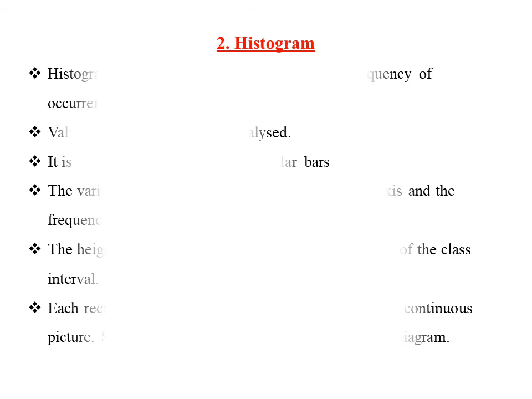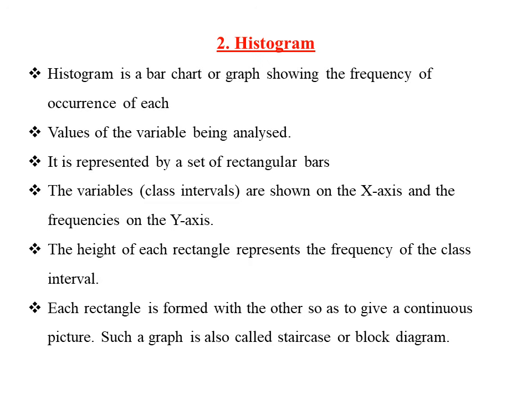One is the histogram. The histogram is a bar chart or graph showing the frequency of occurrence of each of the values of the variables being analyzed. It is represented by a set of rectangular bars. The variables, that is the class intervals, are shown on the x-axis and the frequencies are on the y-axis. The height of each rectangle represents the frequency of the class interval. Each rectangle is joined with the others so as to give a continuous picture. Such a graph is called a staircase or block diagram.